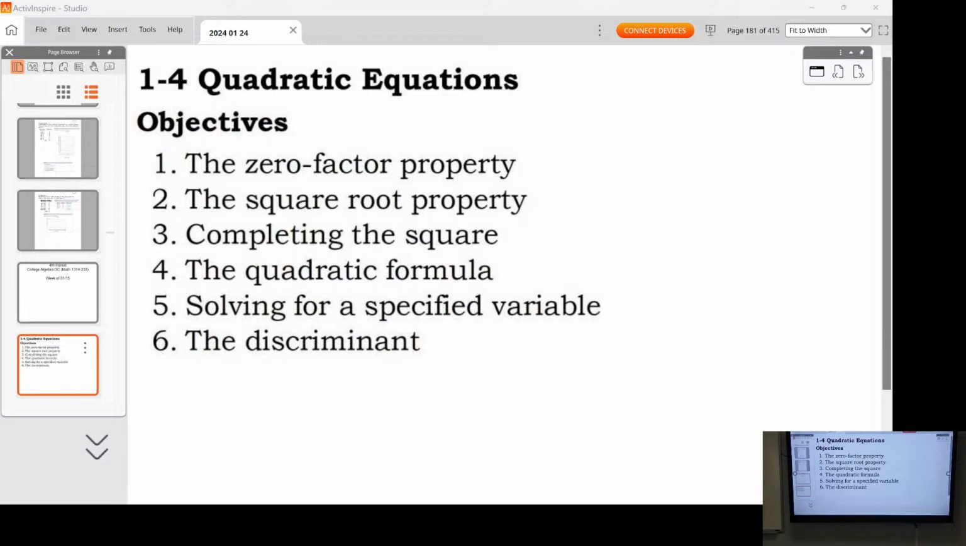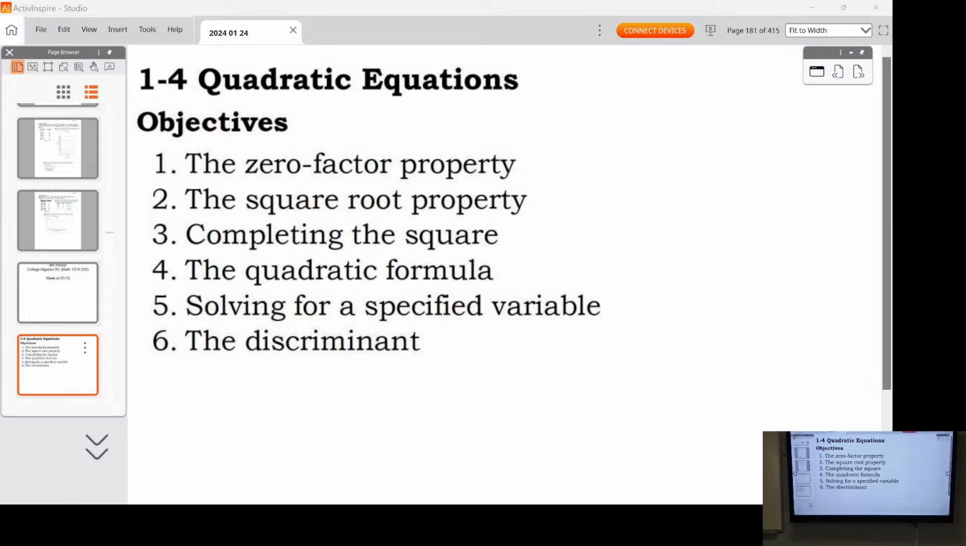Okie doke, 1-4, quadratic equations. Probably will not finish this in one class period. It's up to you to let me know if I need to speed up or slow down. If I don't hear anything, I'm going to assume that the pace is great for everyone.